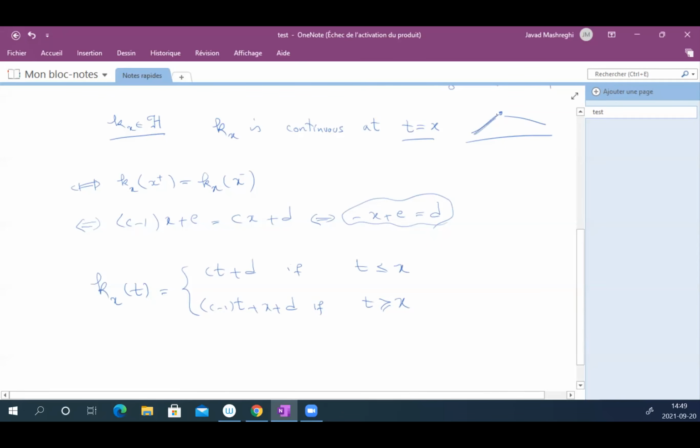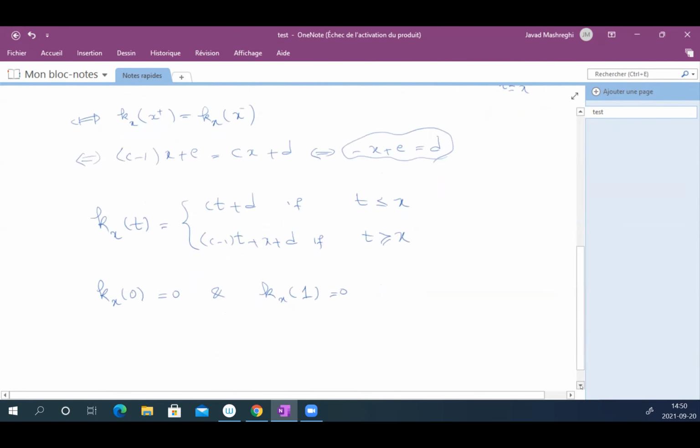Now I have a function like this, which at the point t equal to x is well-defined, is continuous. And now we have to respect another condition. In this case, in these examples, we also want kx at the point 0 to be equal to 0 and kx at the point 1 to be 0, because it has to be in the space H.